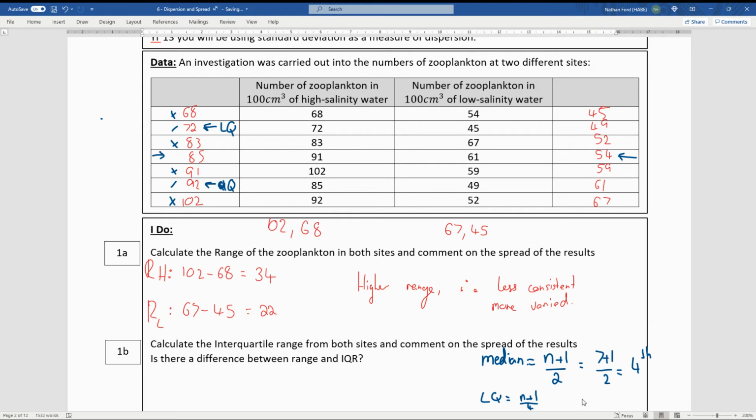And the upper quartile is always in the same position as 3 times the lower quartile. That's the best way to do it. So let's take those quartiles and actually find our interquartile range.